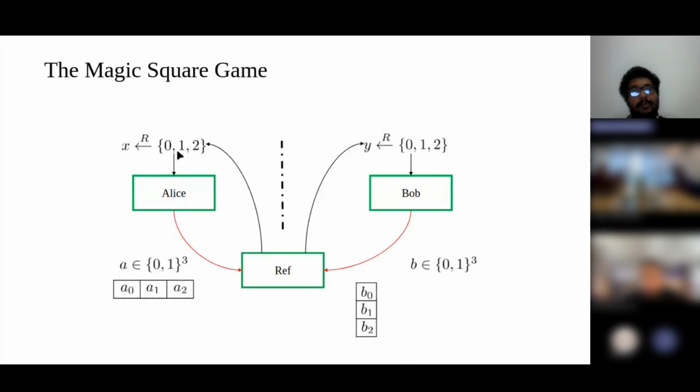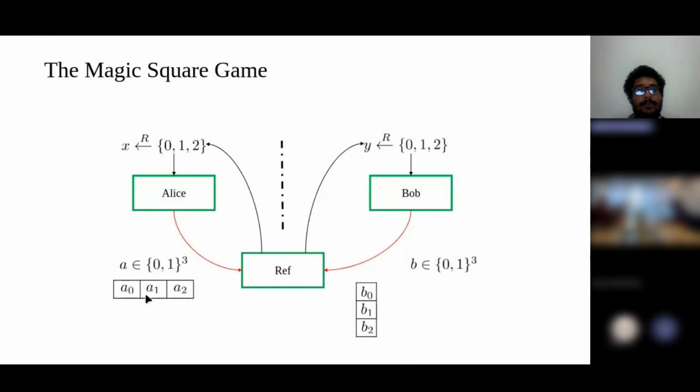So suppose X was 0, then Alice would answer with some 3-bit string, A0, A1, A2. And notice that I have drawn this as a row. Similarly, Bob will answer with a 3-bit string depending on his question, B0, B1, B2. This is the structure of the game. And they send their answers to the referee.